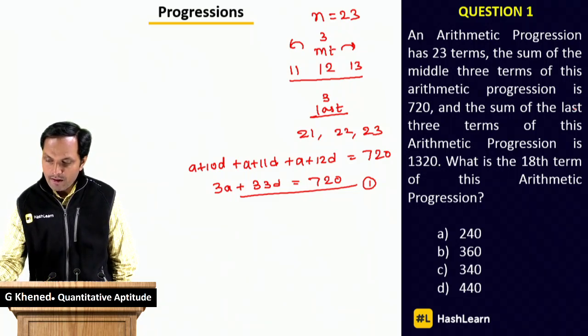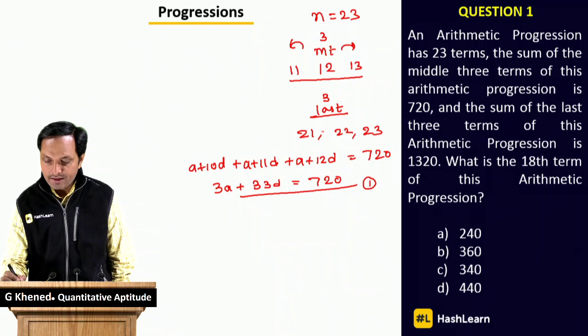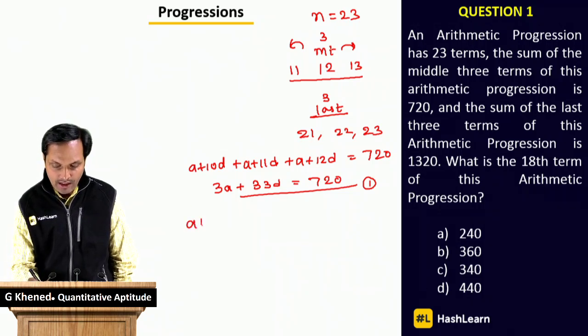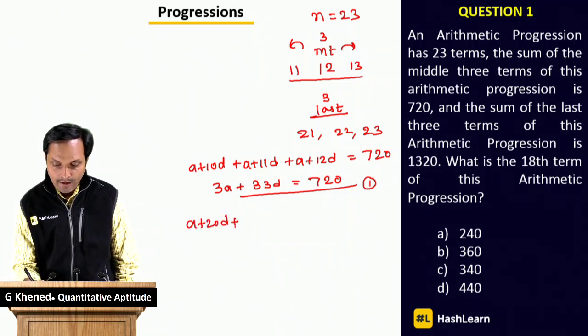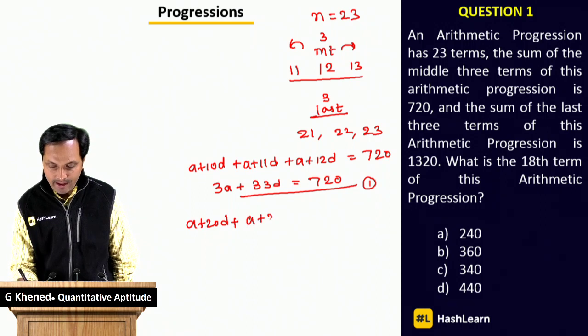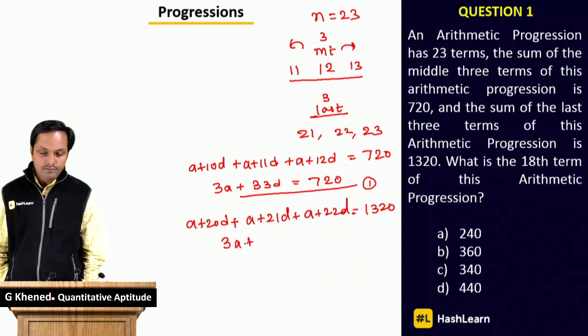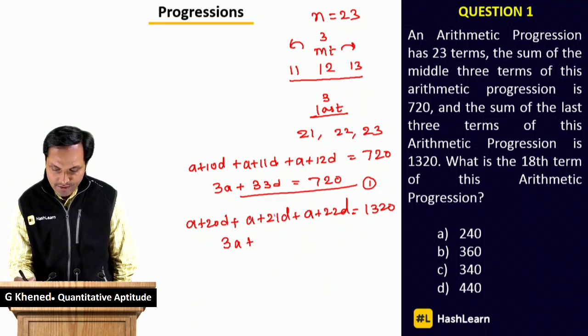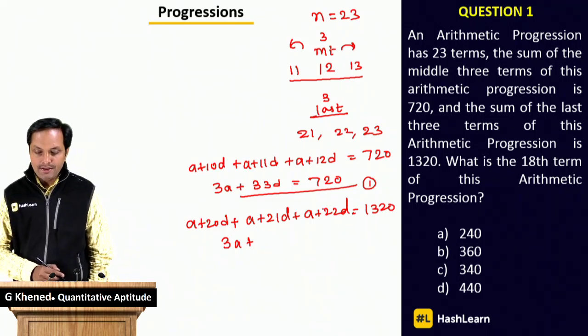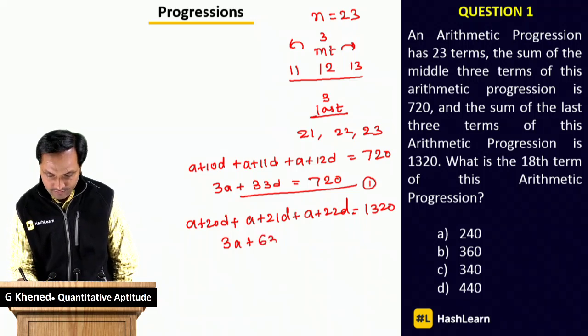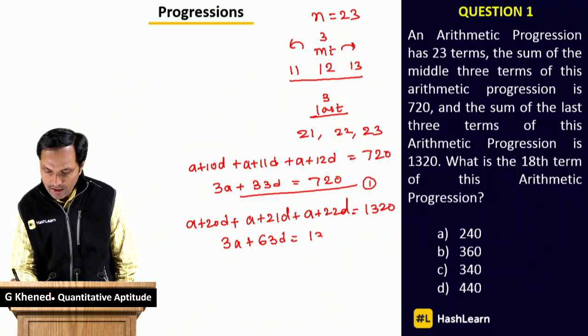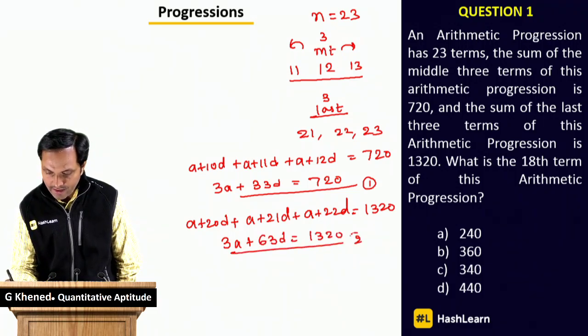Next one is the sum of the last 3 terms. The 21st term gives you A plus 20D, the 22nd is A plus 21D, and the 23rd is A plus 22D, and the sum is equal to 1320. So what does that give you? 3A plus 20 plus 20 plus 20 is 60, 63D is equal to 1320. This is your second equation.